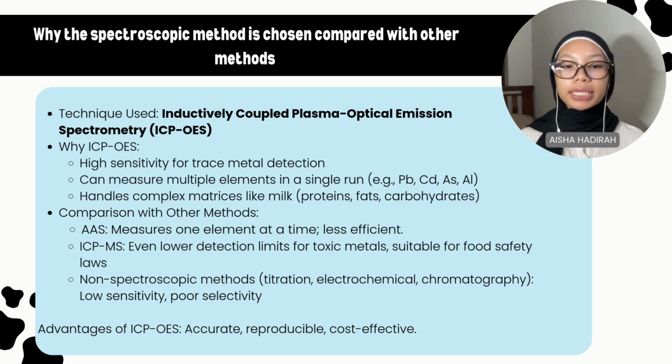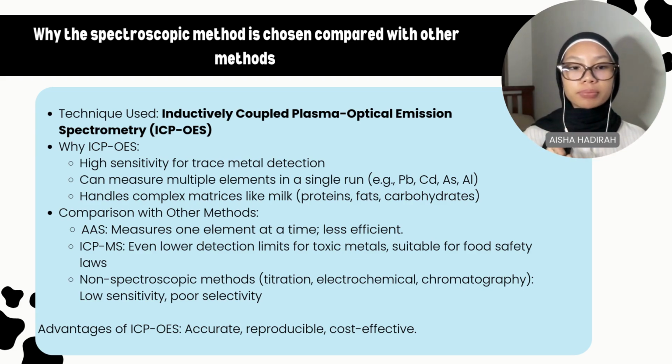Classical non-spectroscopic techniques such as titration, electrochemical, and chromatographic methods are generally unsuitable for trace metal analysis in milk due to low sensitivity, lengthy sample preparations, and poor selectivity for inorganic metals. Therefore, ICP-OES is widely used in milk analysis because it provides accurate, reproducible, and cost-efficient results while complying with international food safety standards and regulations.